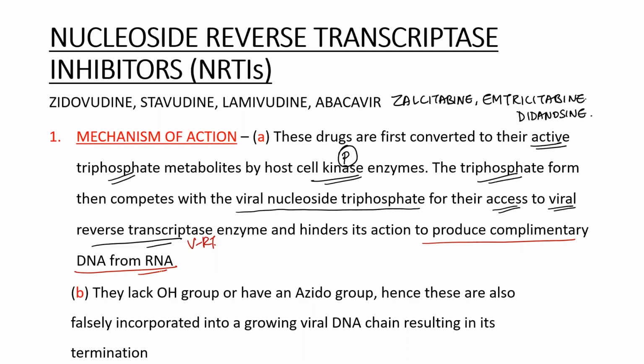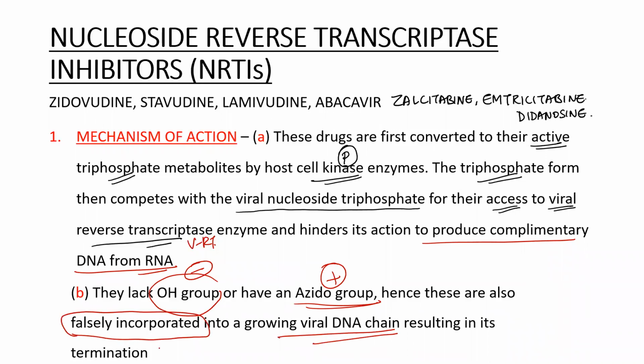Now, apart from this, these drugs also lack an OH group, and they have an azido group. They do not have an OH group, but they have an azido group, as a result of which they are falsely incorporated into the growing viral DNA chain, resulting in its termination. So these are the two steps of the mechanism of action by which nucleoside reverse transcriptase inhibitors act.